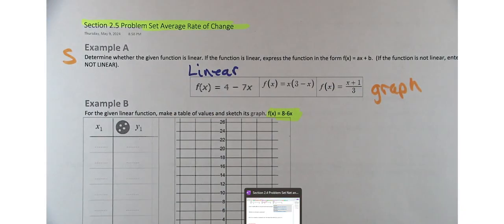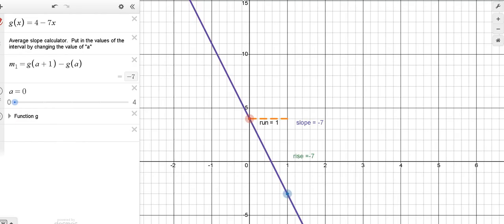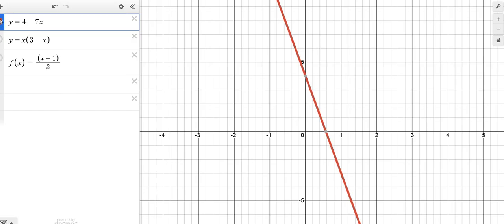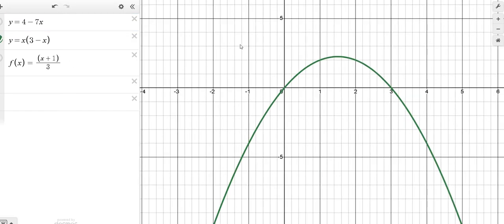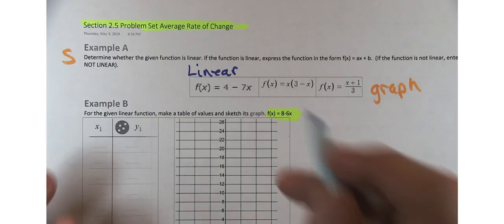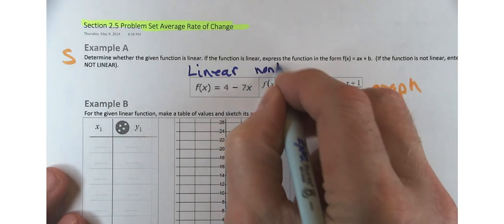Let's take a look at the next one. And let's see, that's back over here. So I'll shut this one off. Is that a linear function? Is its rate of change constant? No, it's going to definitely vary a lot. So this one is nonlinear.